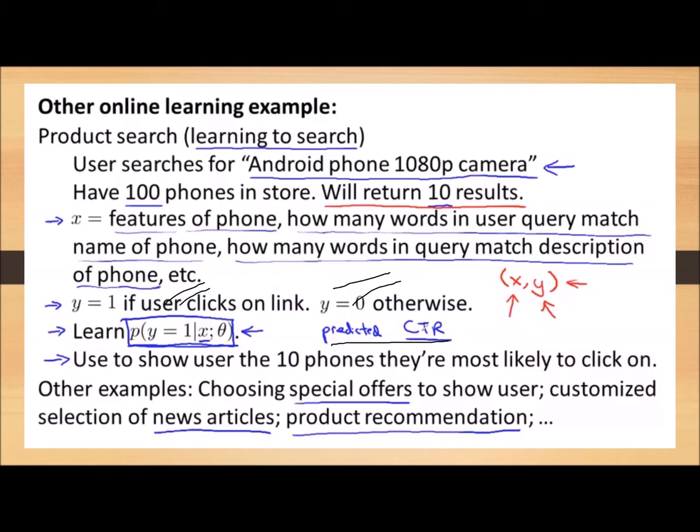Why are we calling it click-through? Because this probability is decided based on the percentage of how the user can click, or whether the user clicks, this particular mobile or not.